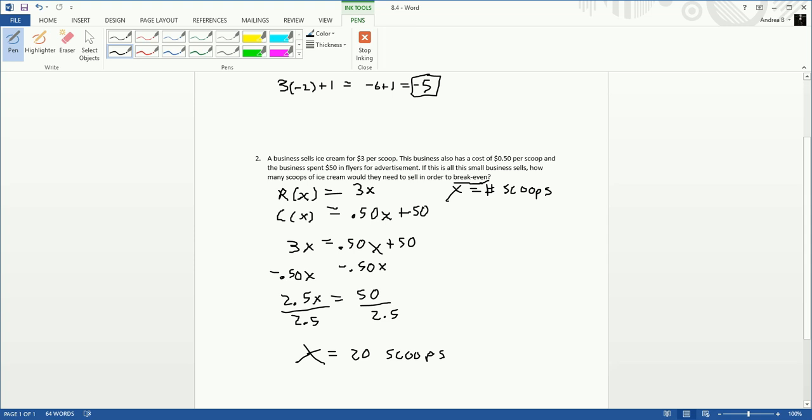If you sell more than that, then you're making profit. And if you sell less than that, then you're losing money. So it's always good if you're dealing with any type of business thing to have an idea of what you need to sell in order to break even at the bare minimum.